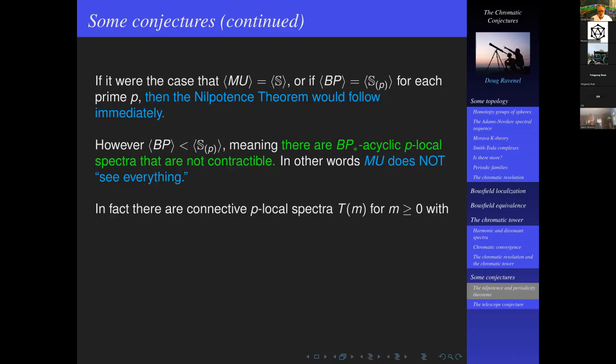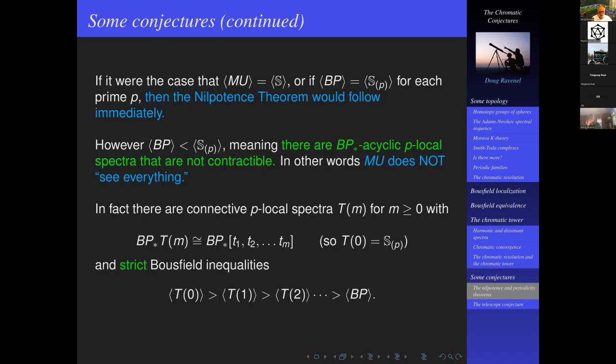There are p-local connective spectra T(m) for each non-negative m that have this condition: the BP homology is a polynomial algebra on the first m little t's, and there are strict Bousfield inequalities that go like this. So there are infinitely many steps to get from the Bousfield class of the sphere spectrum to the Bousfield class of BP. There are infinitely many Bousfield inequalities like this.